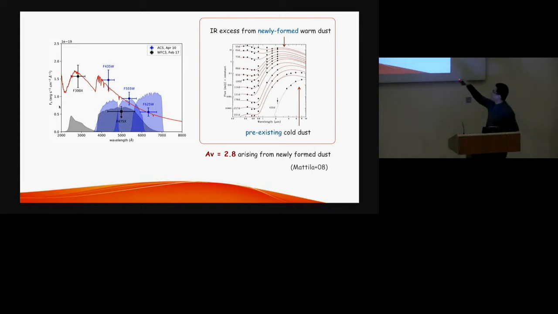For instance, if you look at the SED, you may notice there is the infrared color excess, which arises from the newly formed dust. And also, Martinez et al. have noticed an increase of extinction corresponding to AV equals 2.8 of the supernova, which arises from the newly formed dust. So there has been a substantial amount of dust being formed in these supernovae.